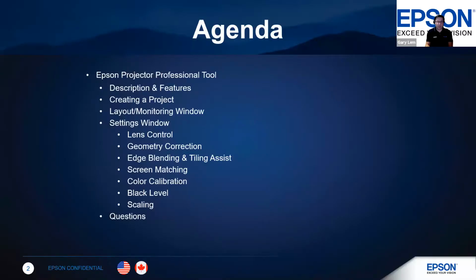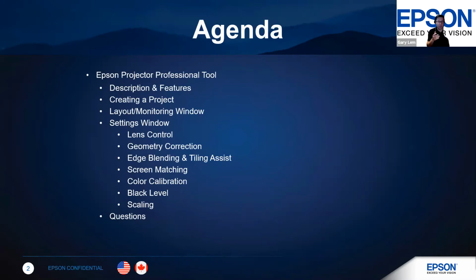What we're going to do is cover the Epson Projector Professional Tool, and describe what it does and its value in the marketplace. We're going to create a project and look at the two different windows that are possible. One is a layout and monitoring window, and then the settings window. And within there, we're going to dive straight into the software.